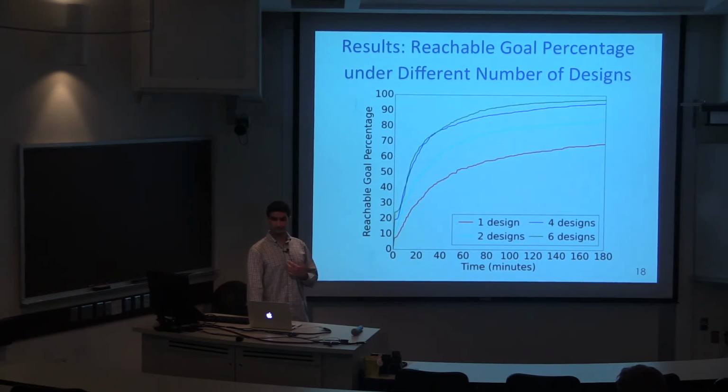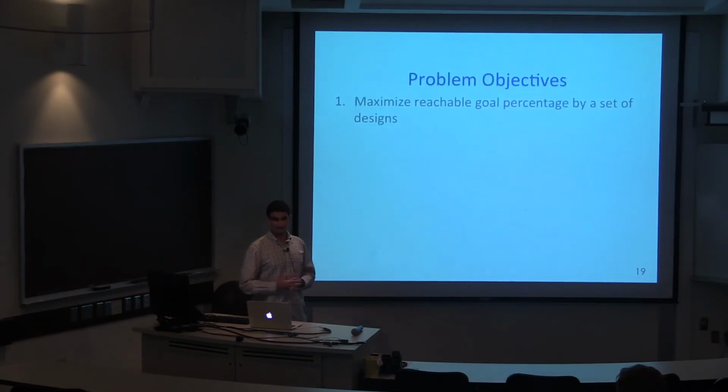So applying the same method that I mentioned before, adaptive simulated annealing and the RRT algorithm, we wanted to solve the problem of optimizing multiple designs, or a set of designs. One immediate problem objective was to maximize the reachable goal percentage by a set of designs. So rather than asking whether we can find a single design that maximizes the reachable goal percentage, we can look at multiple designs.